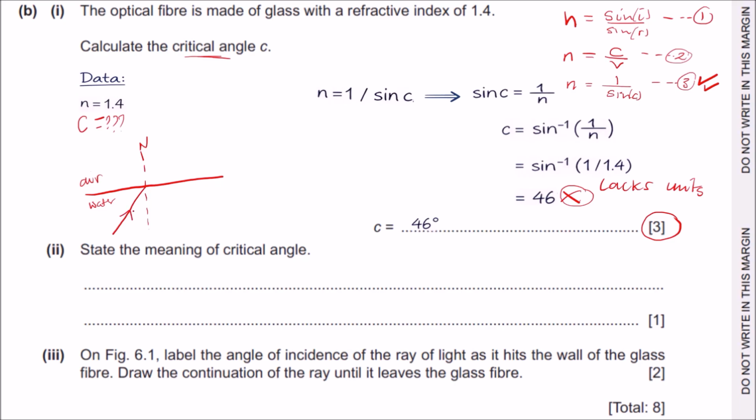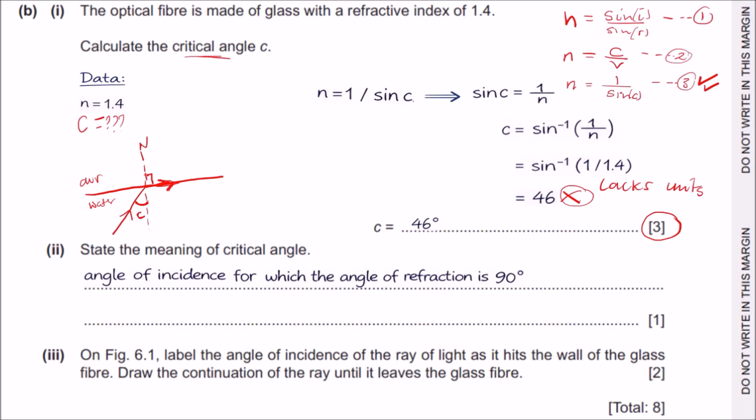So critical angle is the angle of incidence for which the angle of refraction is 90 degrees, for which the refracted ray lies parallel to the boundary. So quickly let's define the critical angle: the angle of incidence for which the angle of refraction is 90 degrees. With this, we say we've harvested that mark. Item 3 of B.